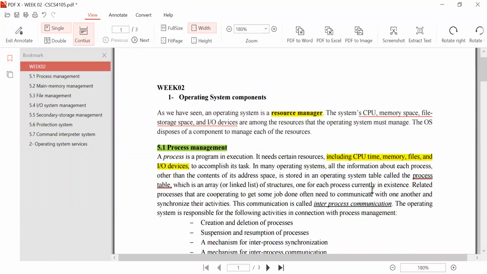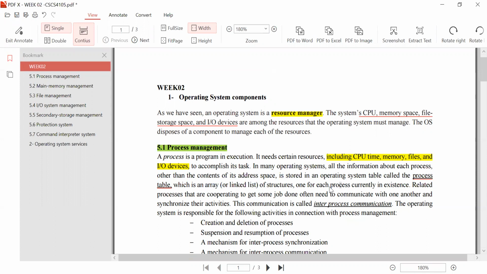It is held in the process table. So it means every process will have what is called a process table. And a process table is nothing more than a data structure, which could be an array or maybe a linked list that enables it to hold the status of that process, to contain the state of that process.